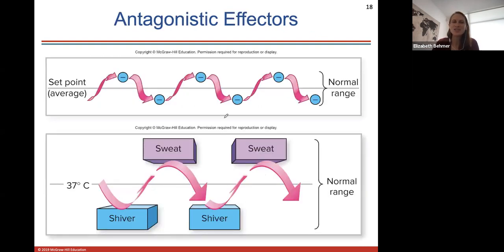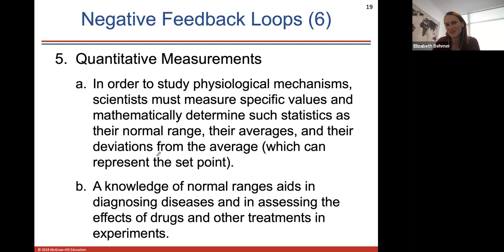So again, this is a look at how sweating and shivering are antagonistic effectors. Sweating releases heat to try to cool down your body, and shivering tries to create heat to warm up the body. So those two effectors work in opposition to try to keep your body temperature always at normal range, which is 37 degrees Celsius.